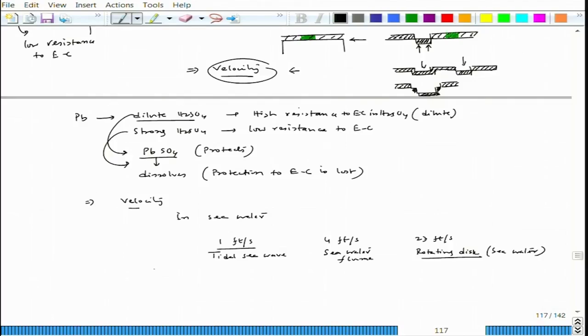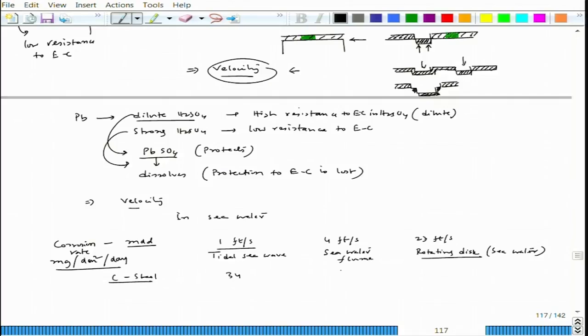And there they have found that, for example, if we consider carbon steel, when the speed is 1 feet per second, it is 34 MPY. Just a minute, I'm sorry, this corrosion rate is in MDD. MDD means milligram per decimeter square per day. So this is the corrosion rate they have observed. This is 34 in a medium where it is moving at a speed of 1 feet per second for carbon steel.